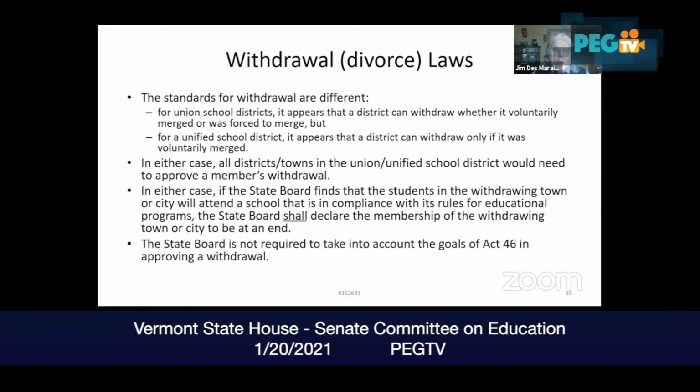And the state board is not under law, in making this decision, required to take into account the goals of Act 46. So a couple issues here. One is we have two different standards for withdrawal. Don't really make sense, as I mentioned, because it would allow, for example, a union school district that was formed by state board order to withdraw, but a unified school district formed by state board order not to withdraw. So that's an issue. And then secondly, the process for withdrawal involves the state board, but having gone through all this to meet the goals of Act 46, there's nothing here in the law that requires the board to take into account whether those goals are met when that member district withdraws. I just want to pause there for a moment, Senator Perchler.